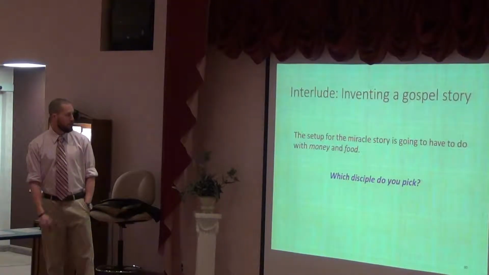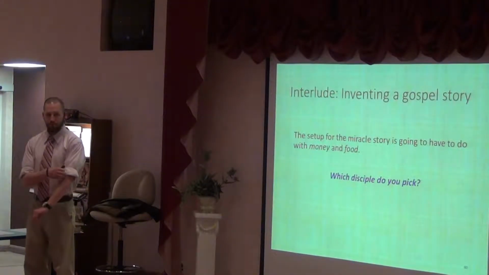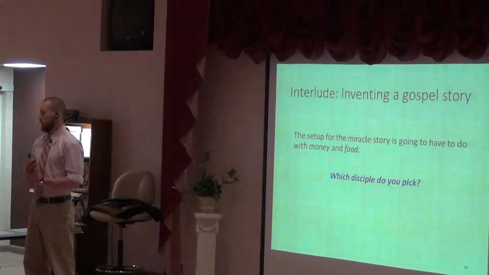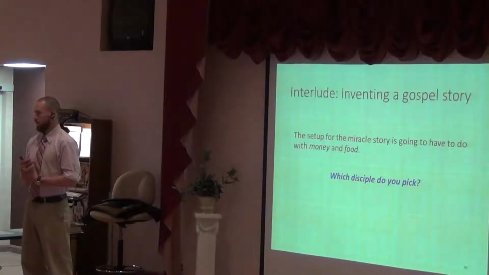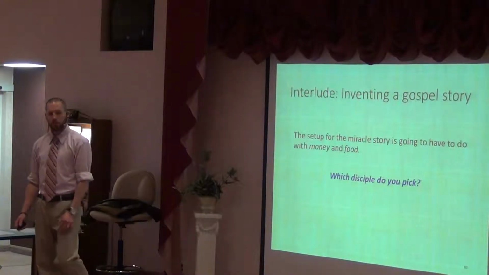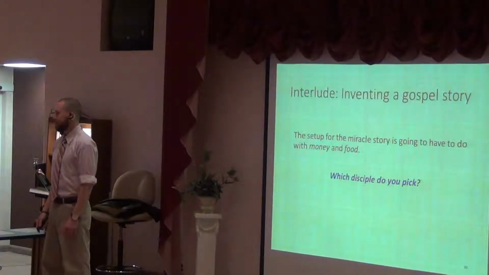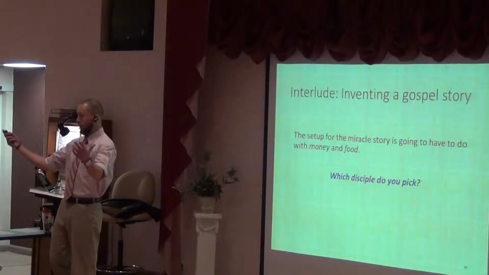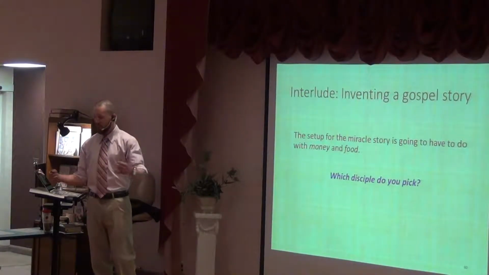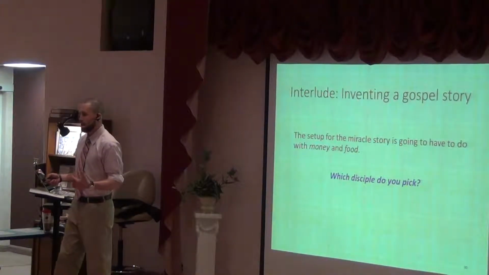So which disciple do you pick? All right, let's think about this. You're about to have the feeding of the 5,000. It's got to do with money and food. Which disciple would you pick? Judas, right? Judas has got the money, so he's one option. I could think of two other options. Matthew, tax collector, right? Here's a guy who was used to handling money, lots of it. Maybe we pick Matthew.